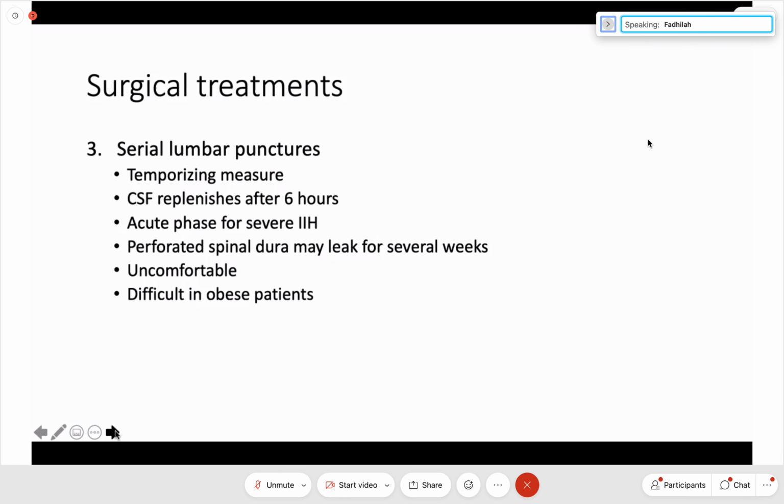Now, serial lumbar puncture, this is only a temporizing measure. In certain patients, you just have to do this. But remember that the CSF replenishes after 6 hours. So, it's really an unpleasant procedure to go through. And because most of these patients are obese, LP might not be too easy. They might need some fluoroscopic guidance to do this. But you may consider it in an acute phase where the IH is so severe that the opening pressure is so high, so you may want to do it in a serial manner.